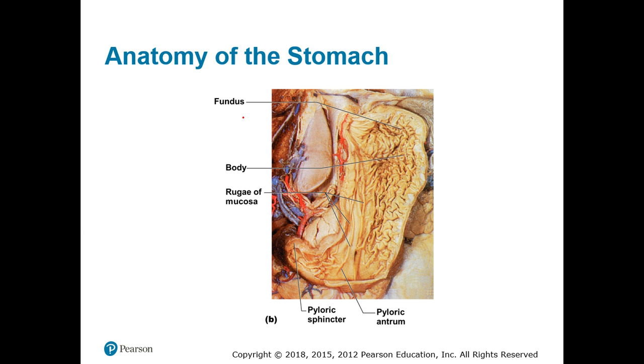Here we have a real image picture of a stomach where you can see up here your cardia region, your fundus, your major body, and then even down here you have your pyloric region.